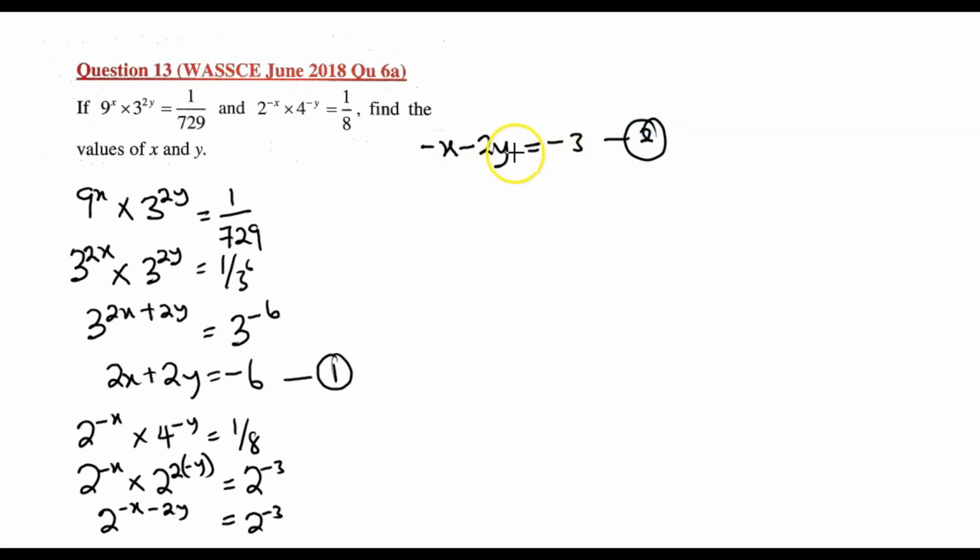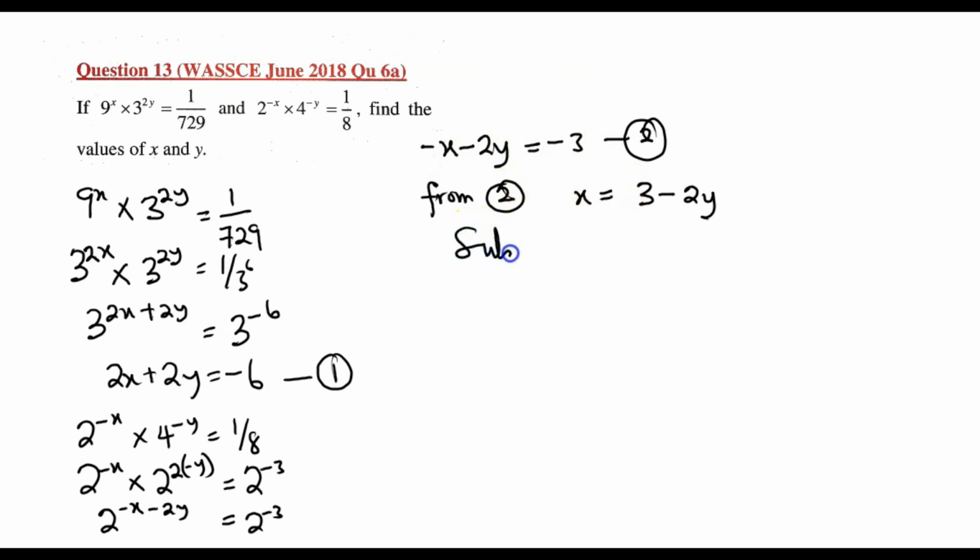Solving the two equations simultaneously, we can use any method, but as I always say, use the easiest method that will be quick for you. We can choose to make x the subject from equation 1 and substitute it into equation 2. I think I'll go for equation 2. So making x the subject from equation 2, x will be equal to 3 minus 2y. I just transposed the negative 3 to join the negative 2y, and the negative x was transposed to the right hand side of the equation so that x became a positive number and then the negative 3 also became a positive number. And that's how I had that.